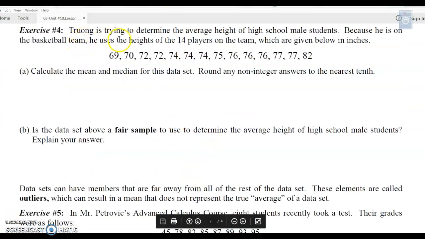All right, Trong is trying to determine the average height of high school male students. Because he's on the basketball team, he uses the heights of the 14 players on the team, which are given below in inches. Calculate the mean and median for this data set. Round any non-integer answers to the nearest 10. So basically, anything that's not a whole number, round to the nearest 10.